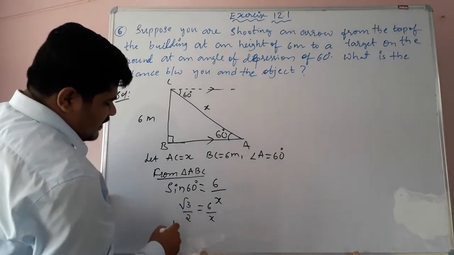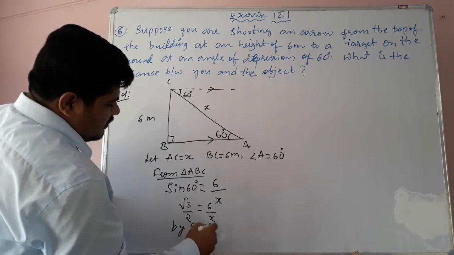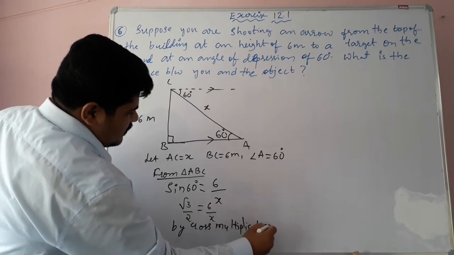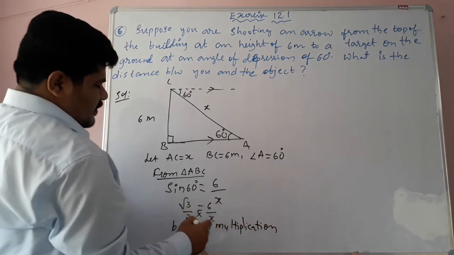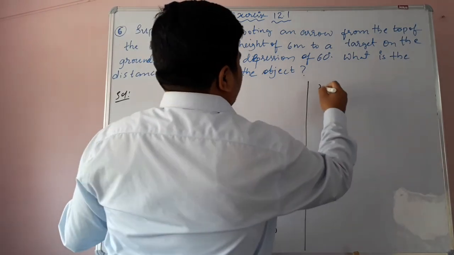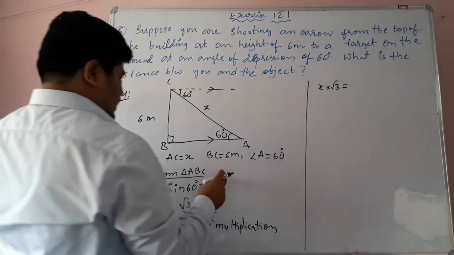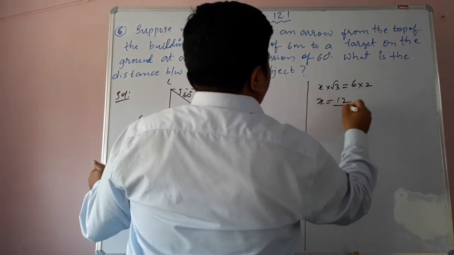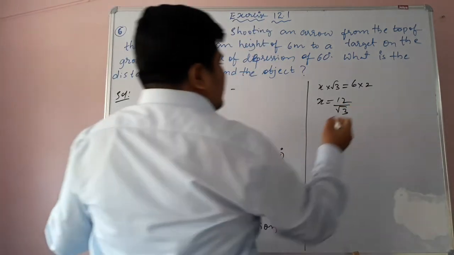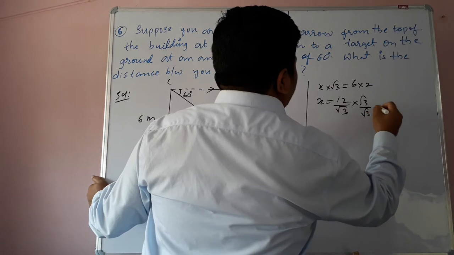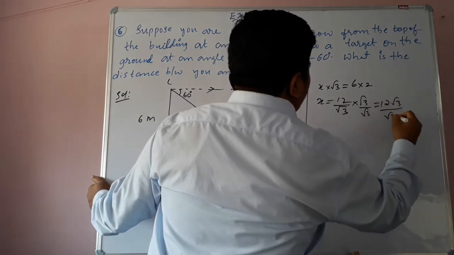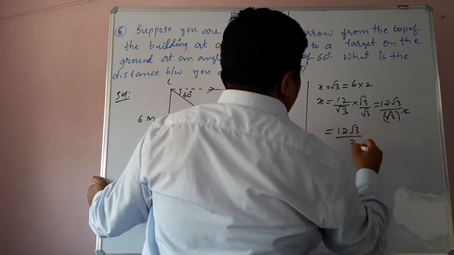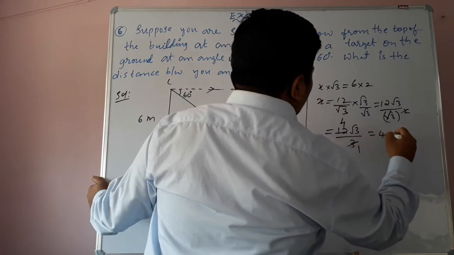Now by cross multiplication, what can we write? x into root 3 is equal to 6 into 2. So students, x is equal to 12 by root 3. And students, we can rationalize the denominator by multiplying by root 3 by root 3. So that is 12 root 3 by root 3 square. Square and square root cancel. And 12 root 3 by 3, which gives us 3 ones are 3, 3 fours are 12, so 4 root 3 meters.